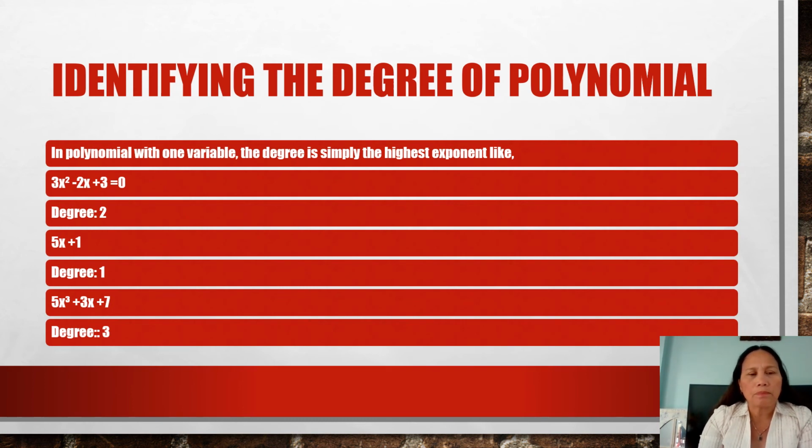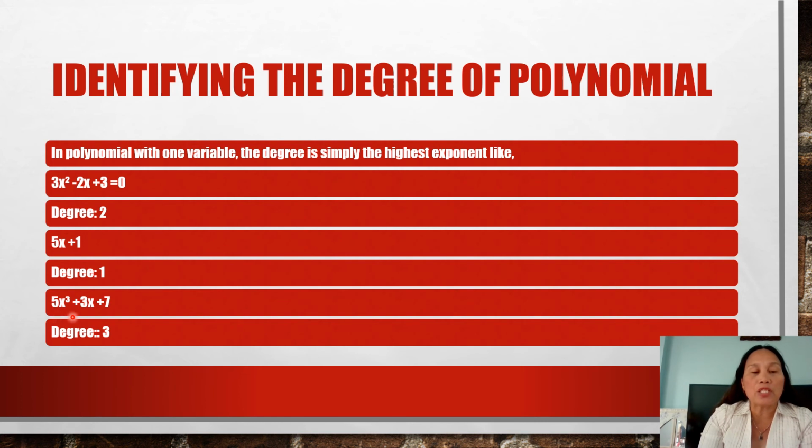So now, we need to know that there is only one kind of variable. Like this, it is only x. So, we can get the degree of that polynomial. Let's just look for the highest exponent. So, like number 1, 3x squared minus 2x plus 3 is equal to 0. The degree is 2 because the highest exponent of x is 2. 5x plus 1. The highest exponent is 1. The degree is 1. This is linear.